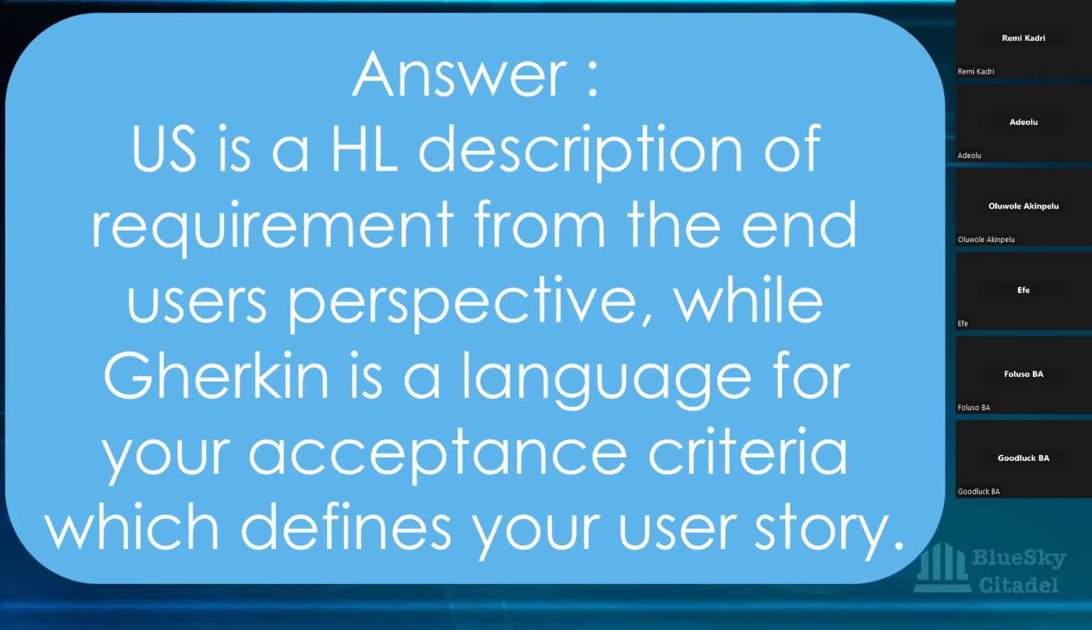User story is a high level description of your requirements. It defines the user story. Yes. So remember, in that particular scenario, who is the end user of that team page? Is it your SM, is it your team? Remember, your end user's perspective. So user story is a high level description from the end user's perspective, while Gherkin is a language for your acceptance criteria that defines your user story.